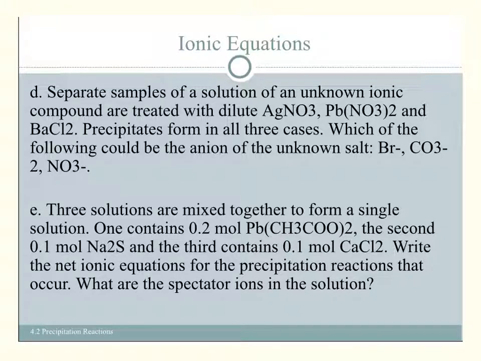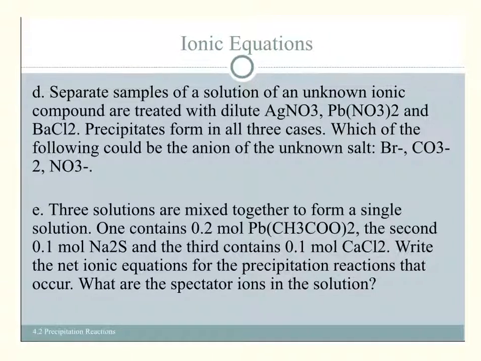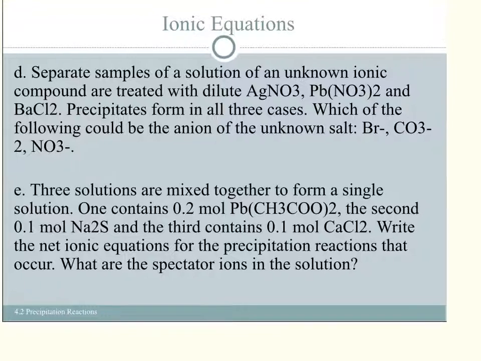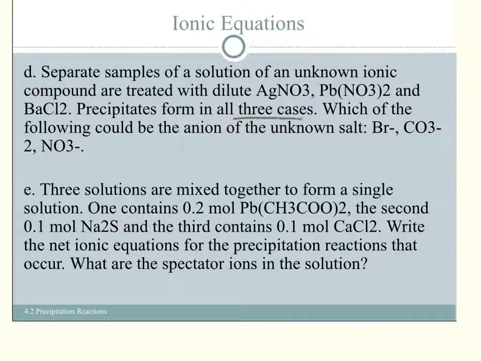Okay, so this last slide, I know it looks confusing because it says D and E, and we just did that, but these are from a textbook, and I just put these in here because I wanted to stretch that brain again. Separate samples of a solution of an unknown ionic compound are treated with dilute silver nitrate, lead nitrate, and barium chloride. Precipitates form in all 3 cases. Which of the following could be the anion?